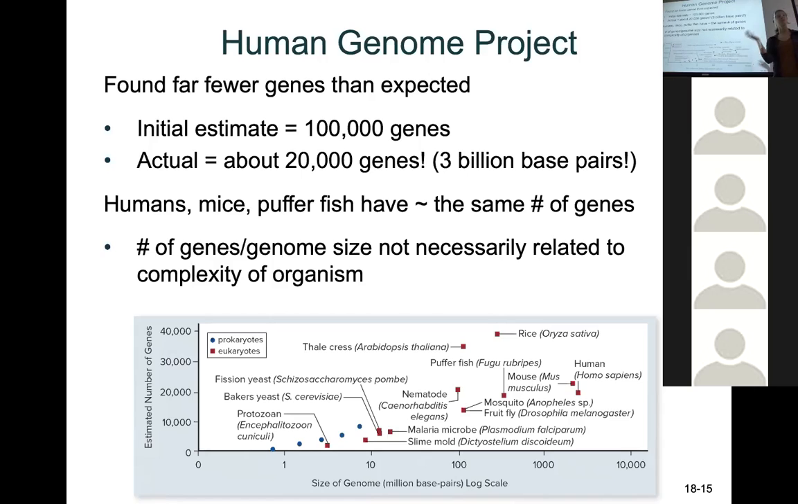So the number of genes, the genome size doesn't really relate directly to how complex an organism is, because I think we'd all agree, at least from a human standpoint, that we are more complex than a pufferfish or a mouse. I guess there's a philosophical argument probably to be made there, but from a biological complexity standpoint, we are more complex, but it doesn't mean we have to have more genes to make us more complex, which is pretty interesting.